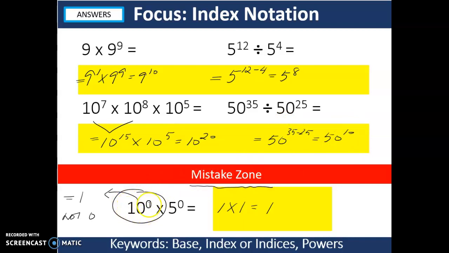Okay, mistake zone. So many times when I see people saying 10 to the power 0 or anything to the power 0, they say automatically, oh, sir, it's equal to 0. Well, not quite, okay? It's actually equal to 1. Anything to the power 0 is equal to 1. So what you're trying to say is that this is 1, so 1 times 1 gives you 1.